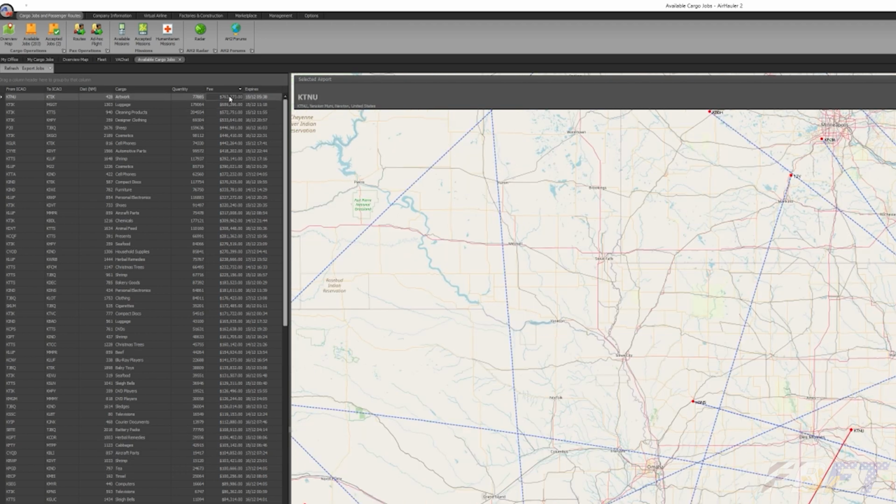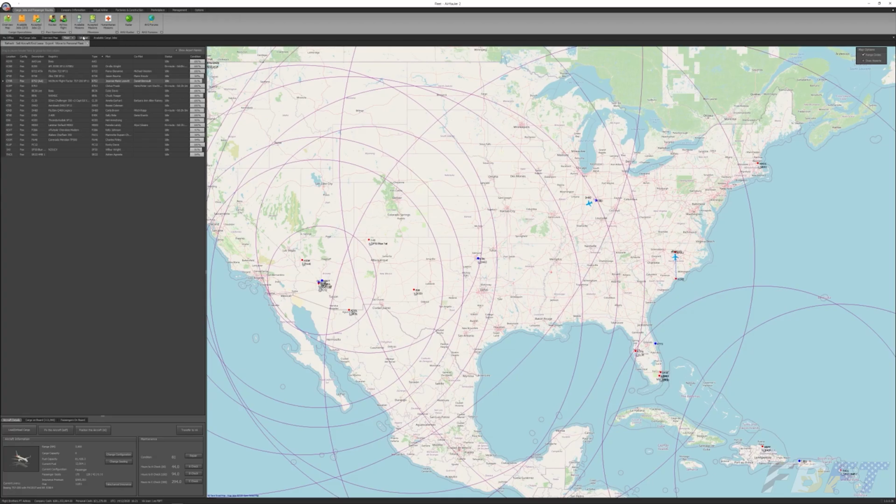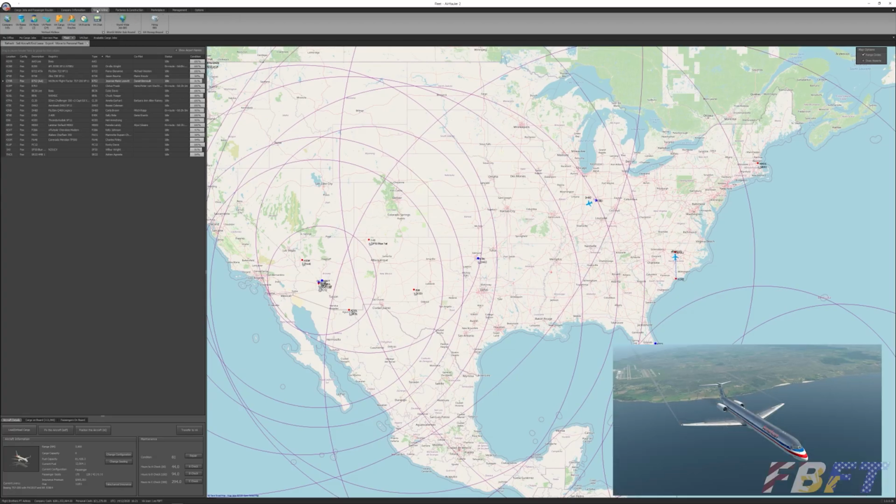Anymore, I run my big aircraft on the commodities, and then I pretty much fill all the other stuff with the available jobs.